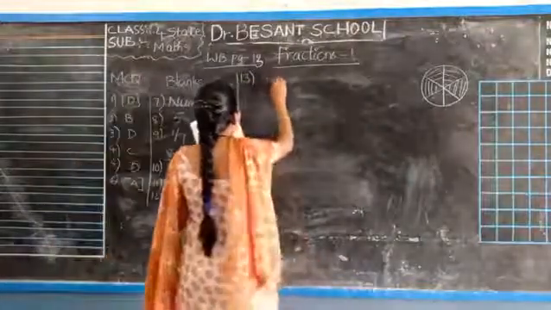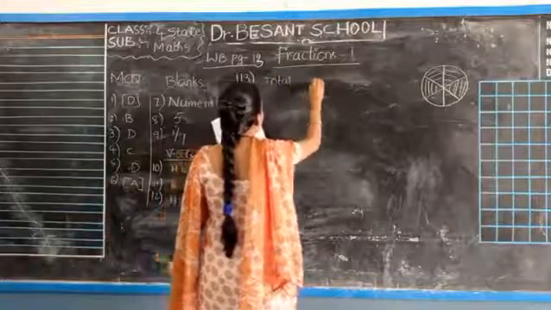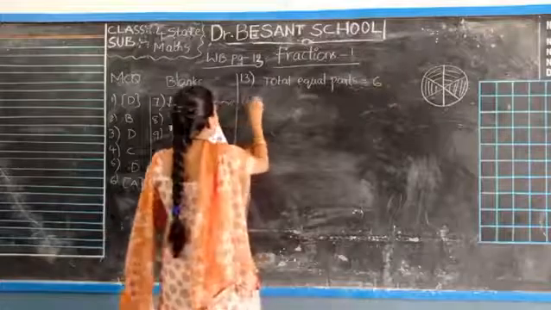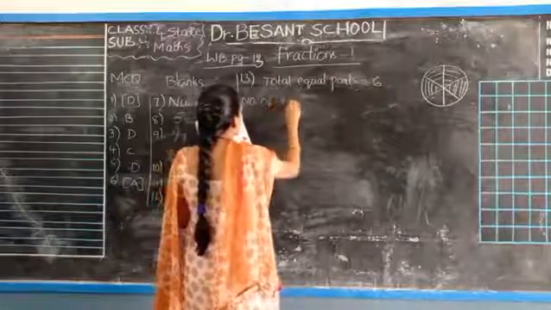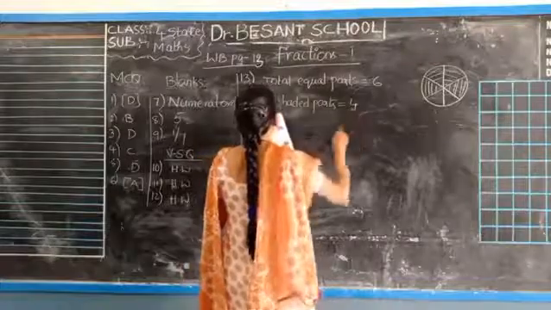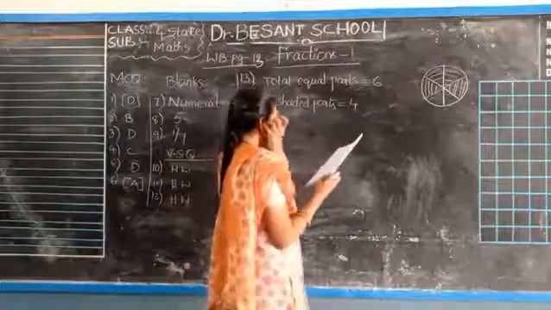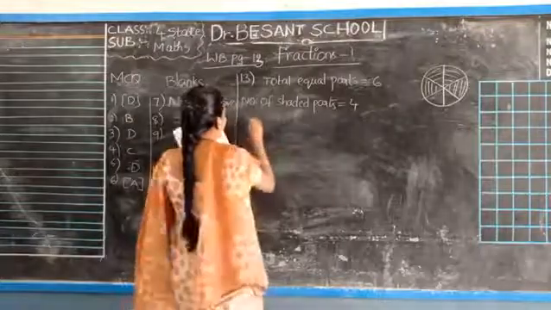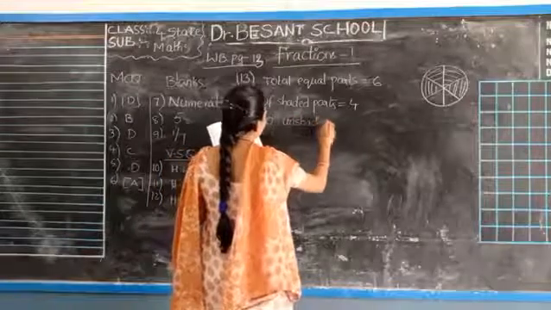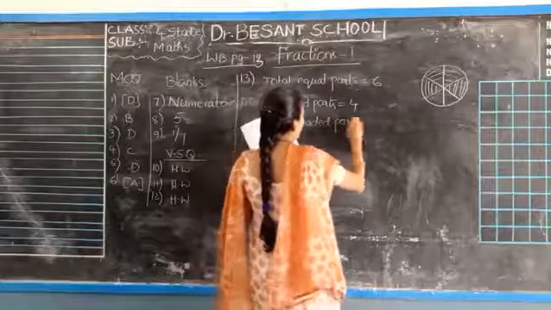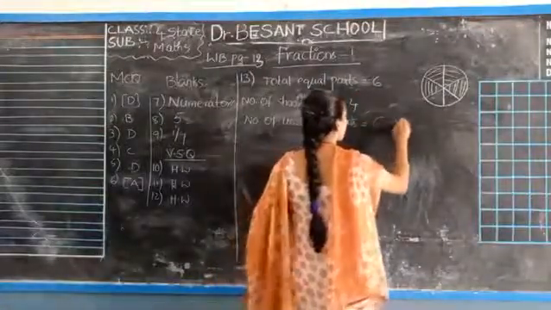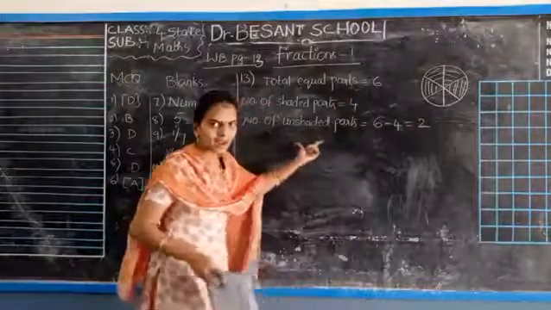Now note down the working. Total equal parts given as 6. Number of shaded parts, how many are there? 4 are there. Next, number of unshaded parts. Yes, from the total if we subtract 4, we will get the unshaded part. So let's do 6 minus 4 is equal to 2. Here parts only we are writing, not the fractions.